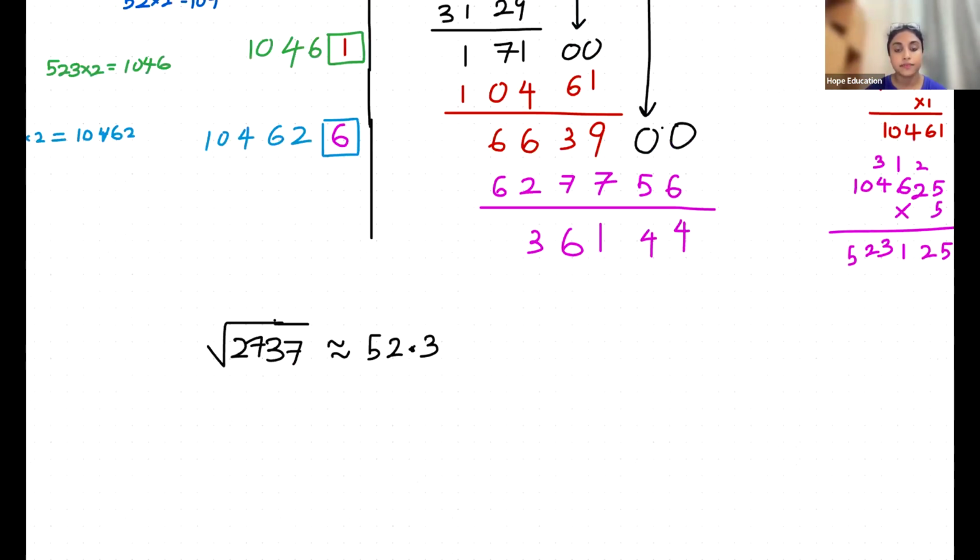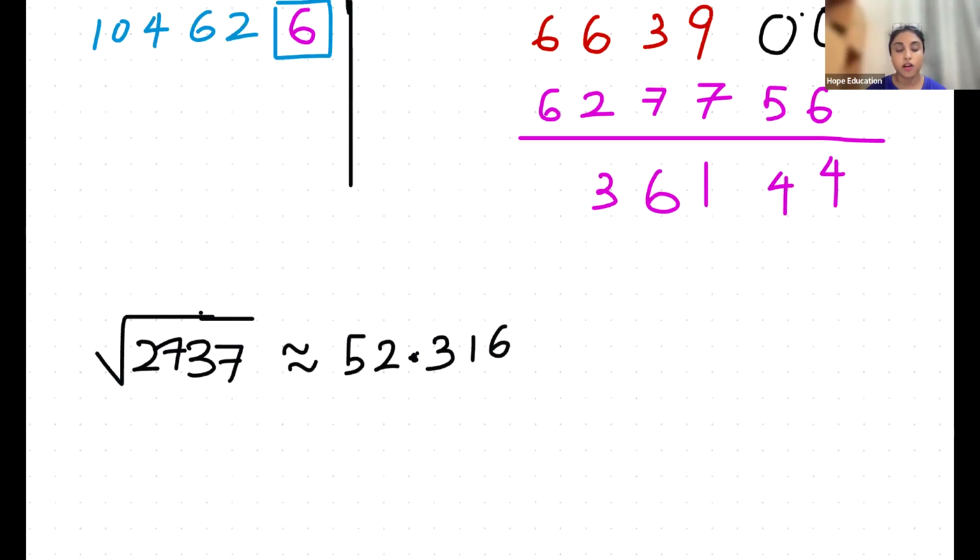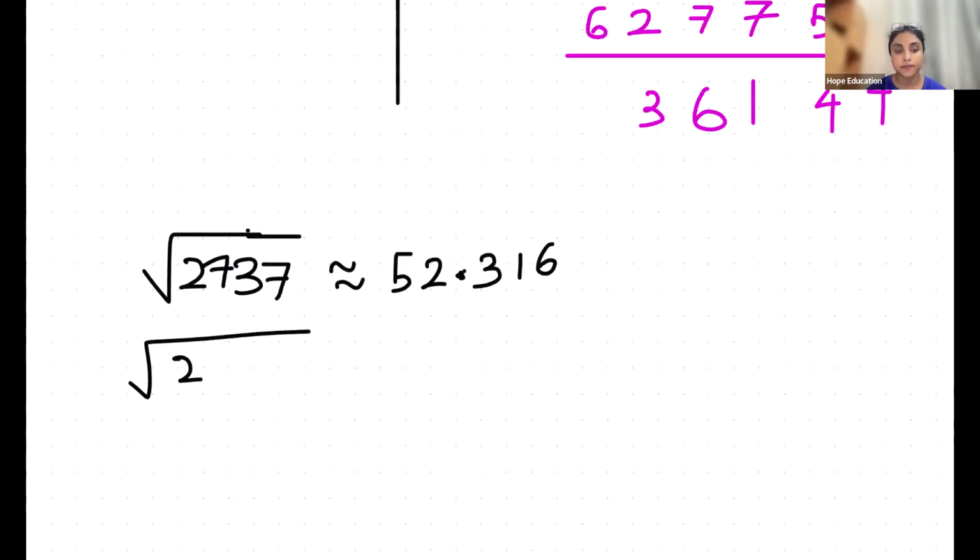We'll write 16, and when you round it off, you get accurate to 2 decimal places, you get as 52.32.